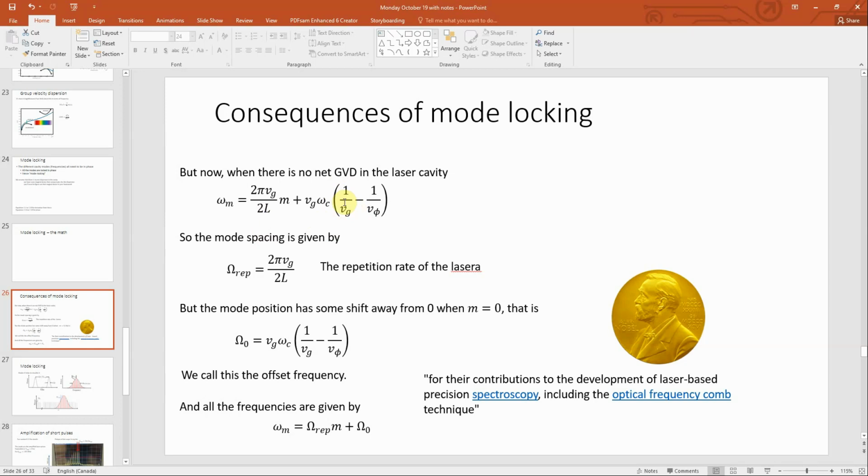And this is actually part of my PhD thesis, so I'm quite familiar with how sensitive this can be. So the mode spacing, as I said, is going to be given by this omega rep. This is the repetition rate of the laser.